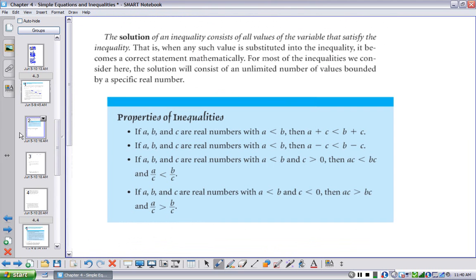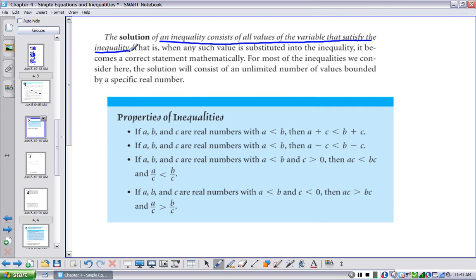Now, a solution of an inequality consists of all values of the variable that satisfy the inequality. Your solution here is going to be an interval, basically. There are going to be many numbers that can fit the description there.